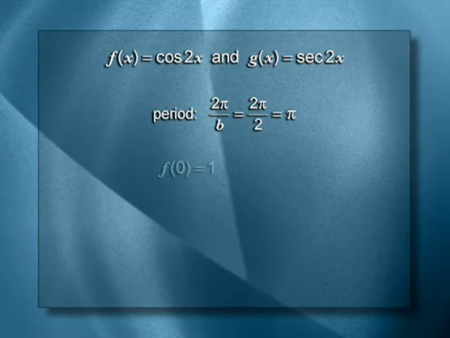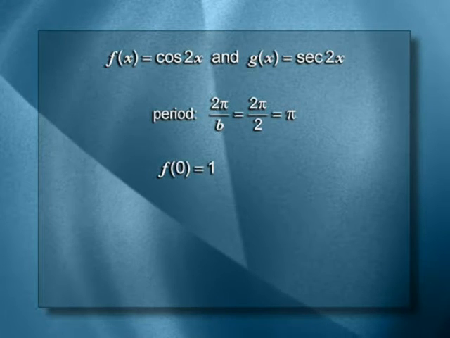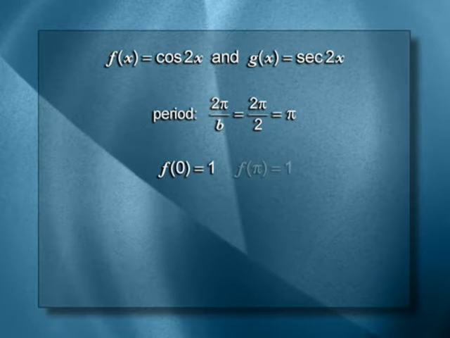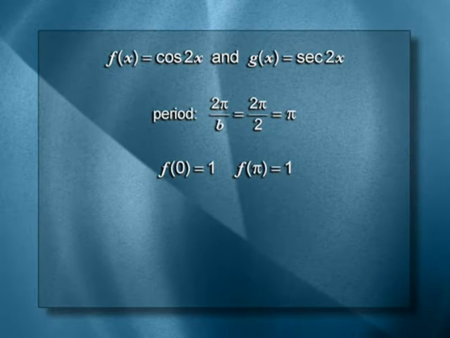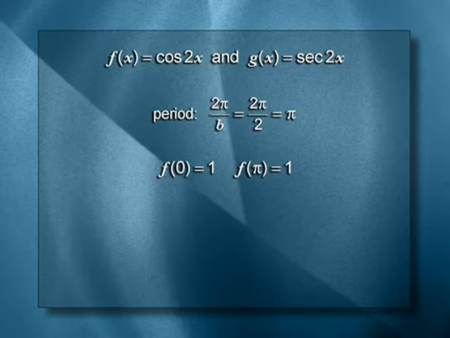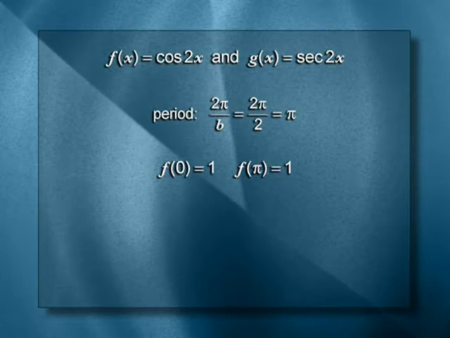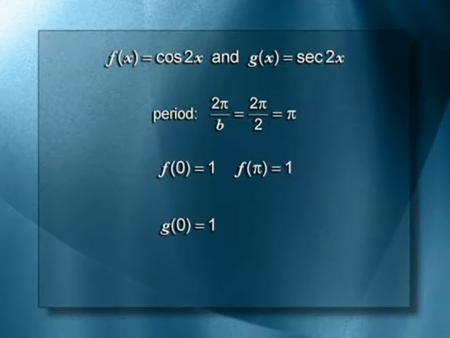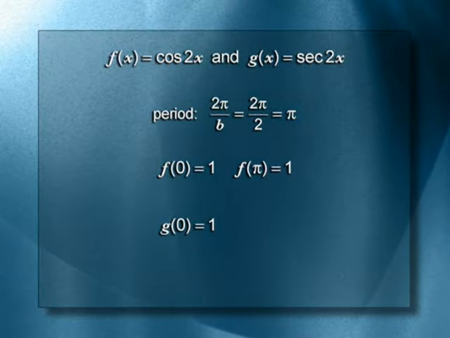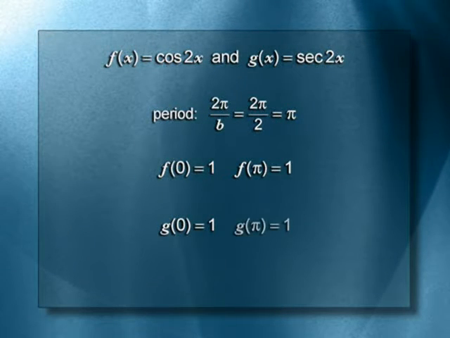Here are some values. f of 0 is 1, cosine of 0 is 1, and then f of pi is also 1. We're back to where we started from in one period. All right. What's the corresponding conclusion for secant 2x? g of x equals secant 2x. Well, g of 0 will be 1, just like cosine was 1, and g of pi will be 1. So now we can graph them together.